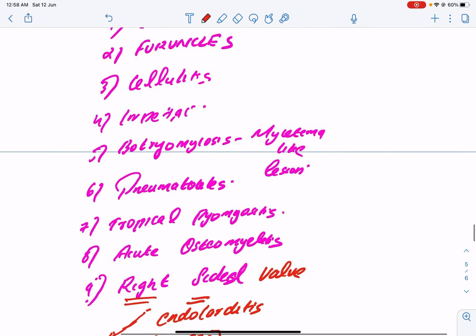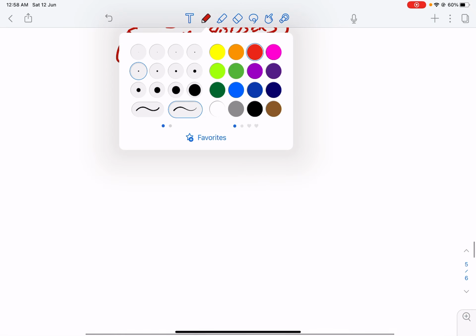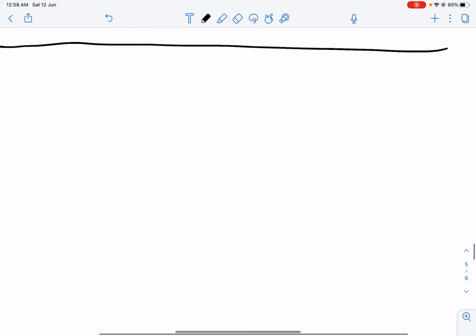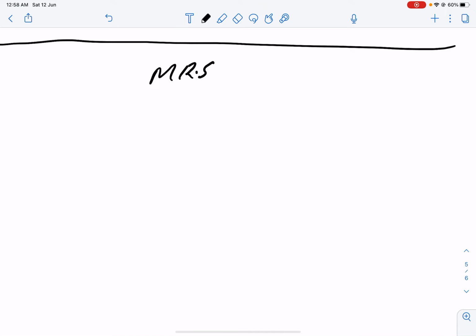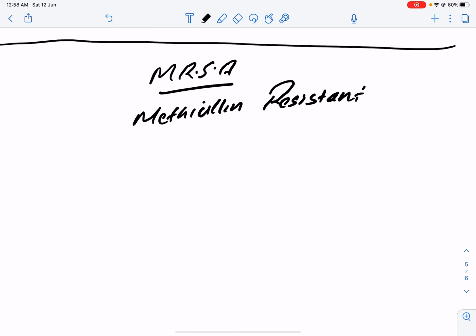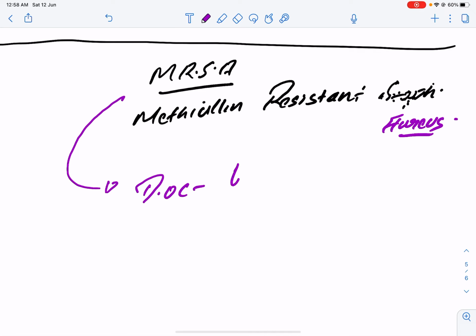So that's all about the important things about Staph aureus. Now we have a different special group. We might have heard of MRSA. MRSA means methicillin resistant Staph aureus. You cannot kill it with the penicillin group. For them, we can't give the penicillin group. Here we give the drug of choice, vancomycin. This is asked in many exams.